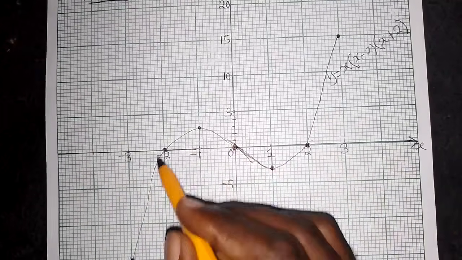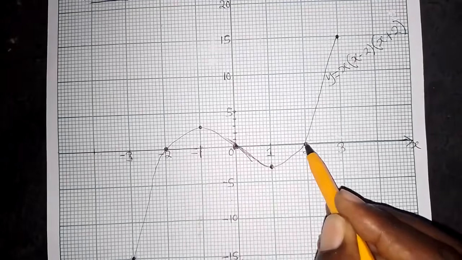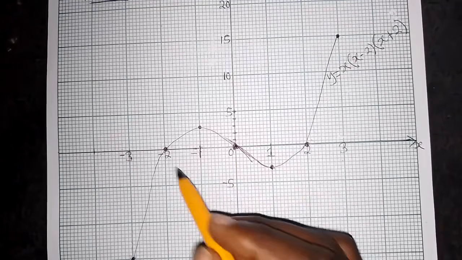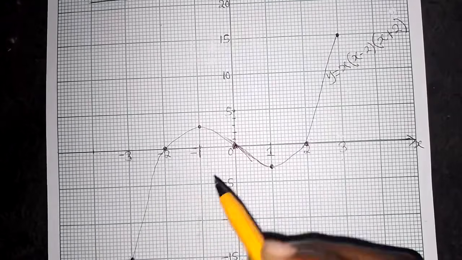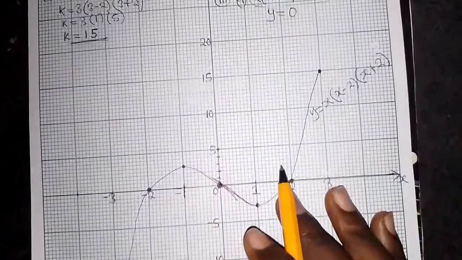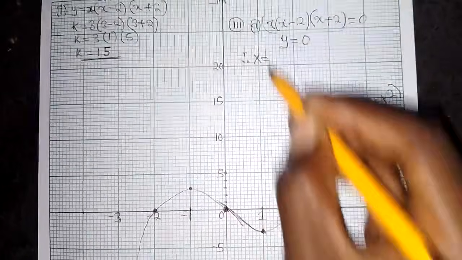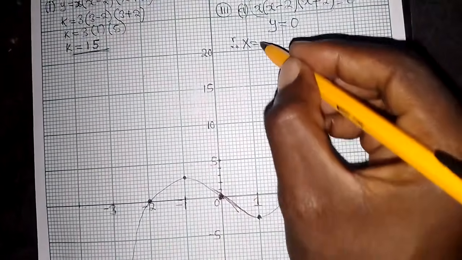So it is cutting here, there, and there. Have you seen? Here, there, like that. So it is cutting at x is equal to negative 2. So these are your answers now. Where it is cutting, you just say, therefore, x is equal to what? It is cutting here at negative 2.